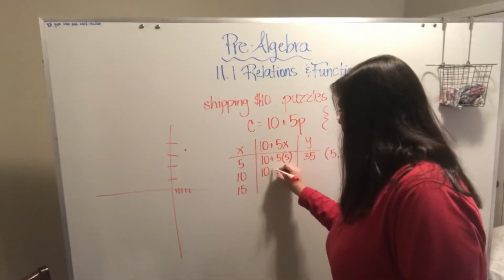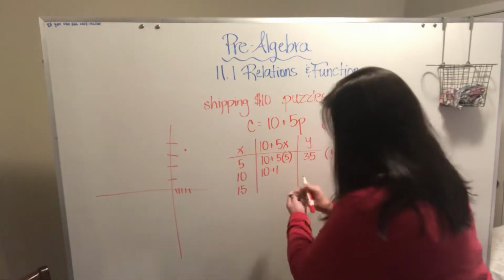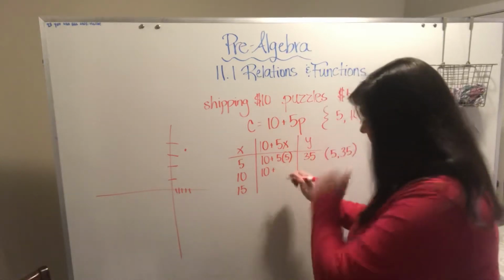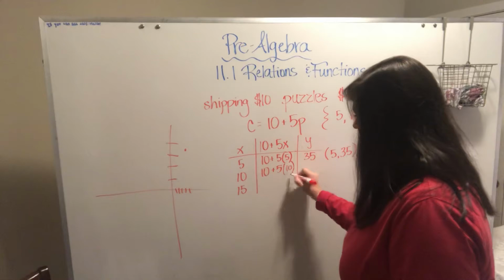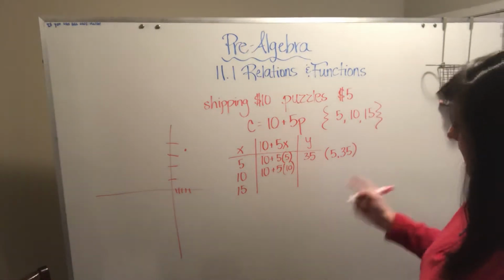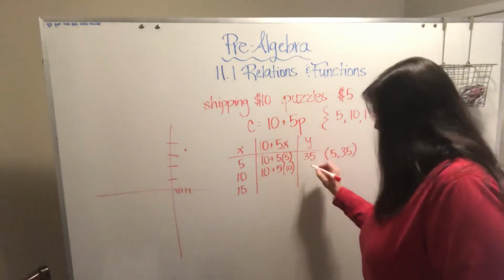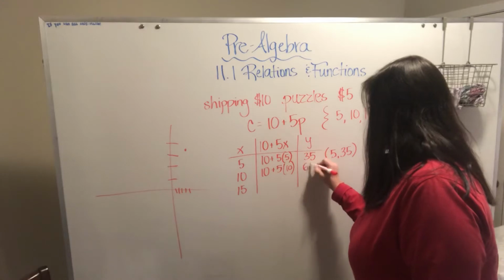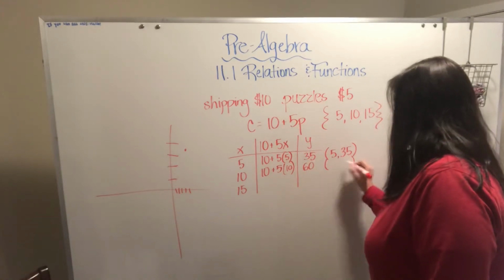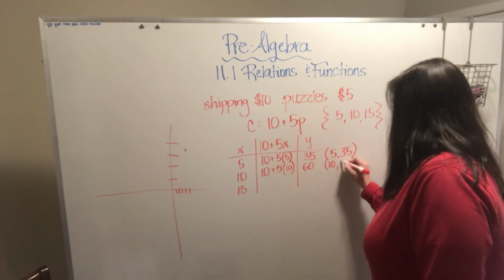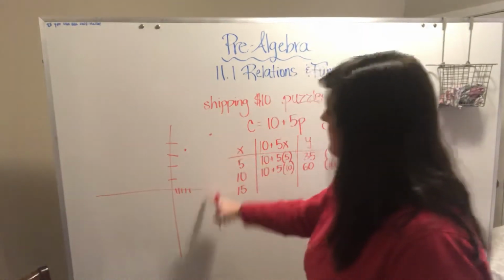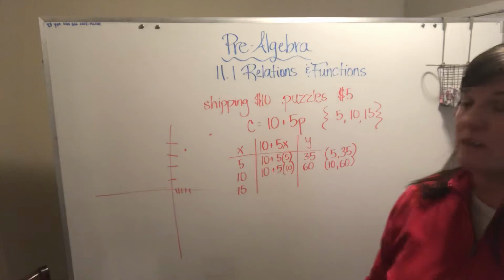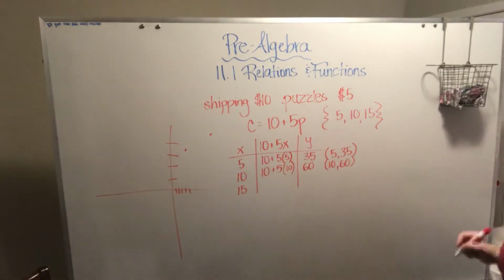Let's say I bought 10 puzzles. You do the same thing, except I'm going to be consistent in my writing here. $5 a piece for 10 puzzles. If I buy 10, I'm going to end up spending $60. My coordinate there would look like that. I'd graph that, and you would see I'm going to start to go up in a straight line for this type of equation.